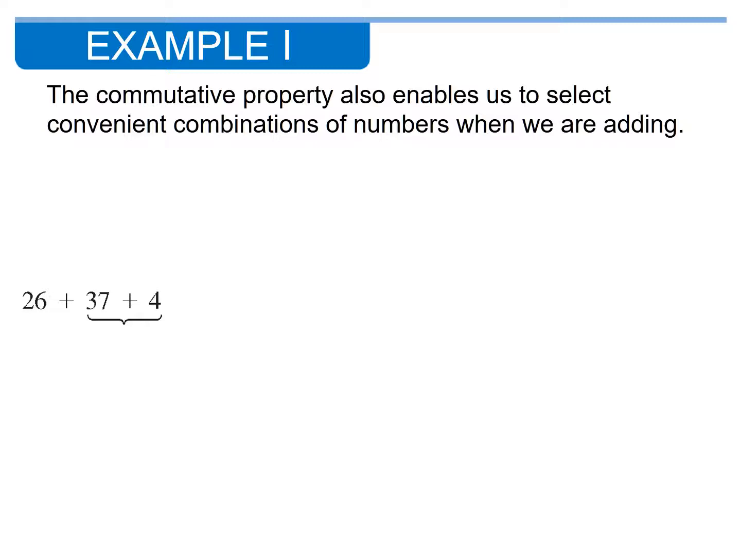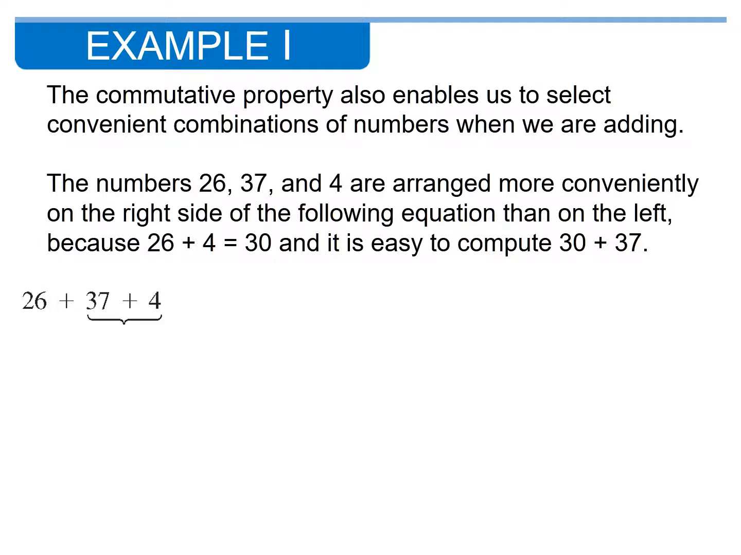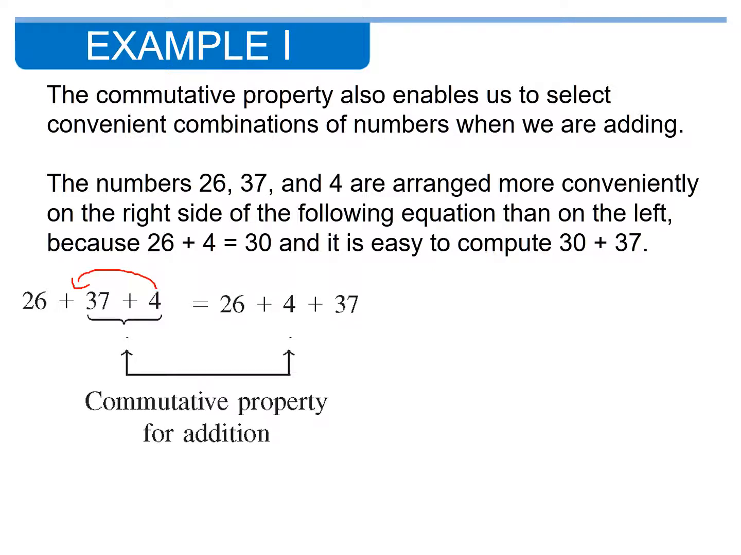So here I have 26 plus 37 plus 4. And right now the 37 plus 4 I have an indication that they're grouped. But it would be easier if the 4 was added to the 26 first. So if I write the commutative property and commute the 4 and the 37, now following the order of operations, I add the 26 and the 4, and then when I get 30, I add it to the 37, and I end up with 67.